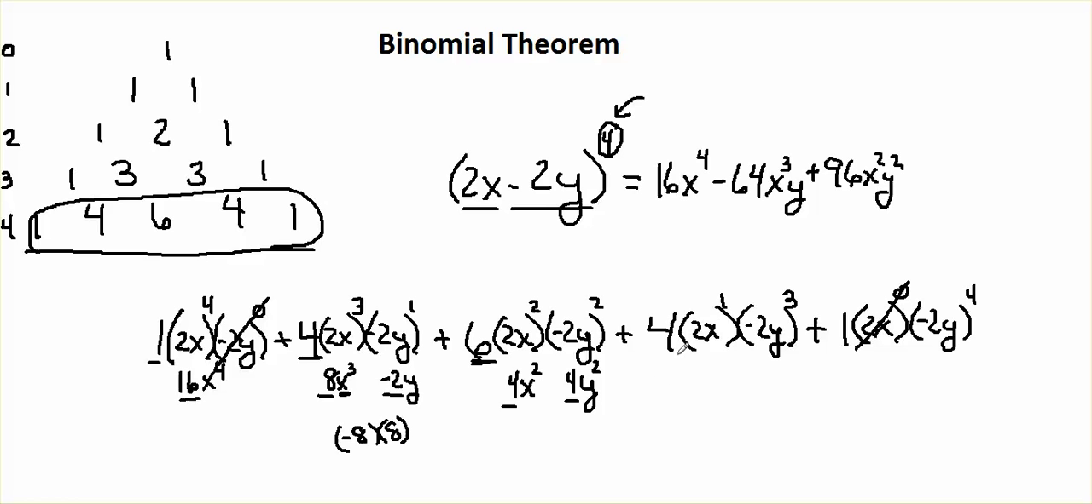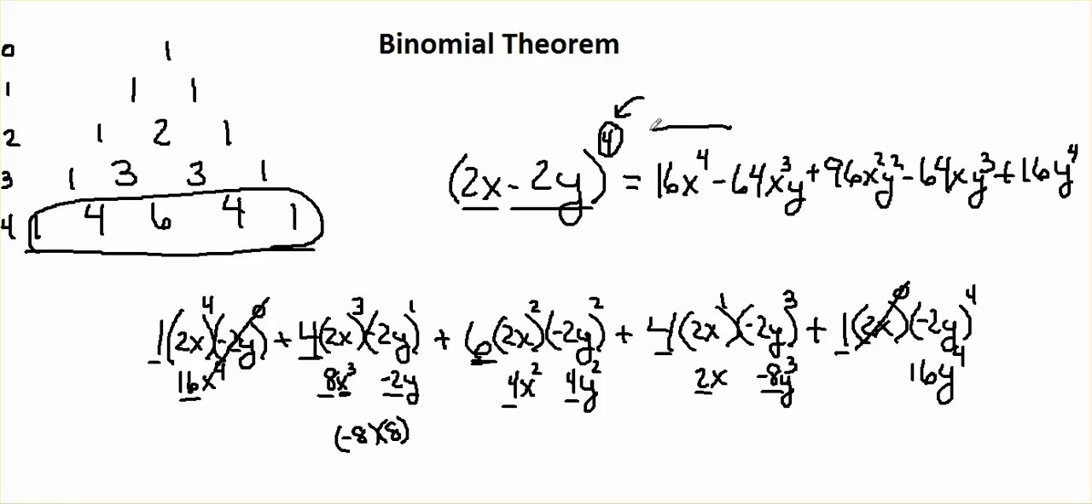Two more terms left. So 2x to the first power is just 2x. Negative 2y cubed is going to be a negative 8y cubed. So we have three numbers to multiply. 4 times 2 is 8. 8 times negative 8 is going to be a negative 64. We're going to have our variables of x and y cubed. And the very last term is negative 2y raised to the 4th power. This will give us a positive 16y to the 4th power. And we're going to multiply that by 1, so that's the easiest one. 16y to the 4th power.